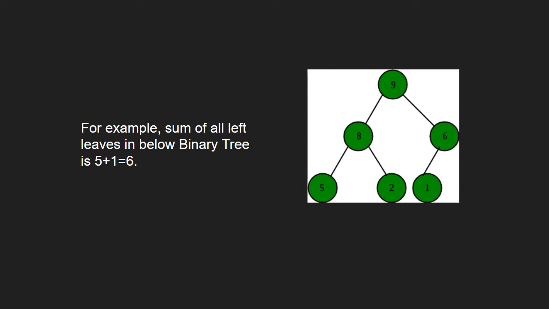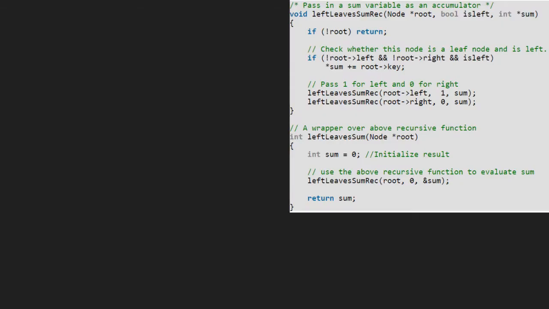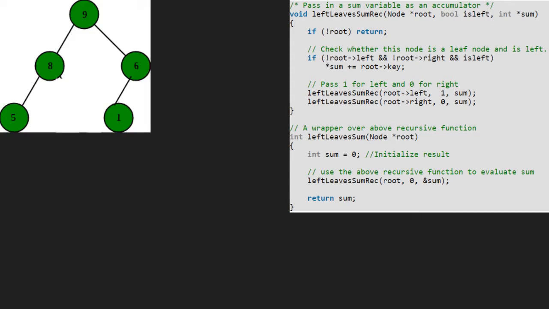Now, let us see the algorithm. Let us also have a sample tree to test our algorithm. We pass the root node, which is 9, along with 0 for the boolean variable isLeft and 0 for sum to the leftLeavesSumRec function. So, root points to 9, and isLeft and sum will be 0.